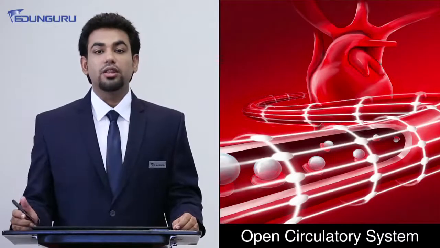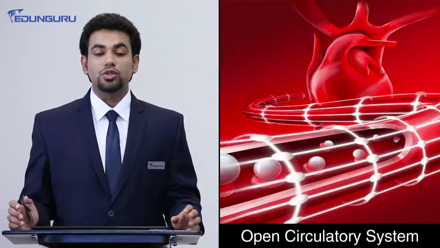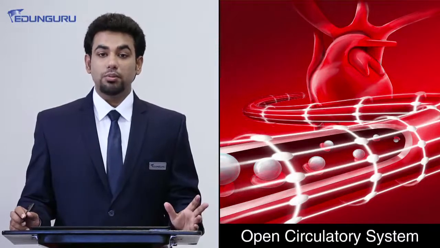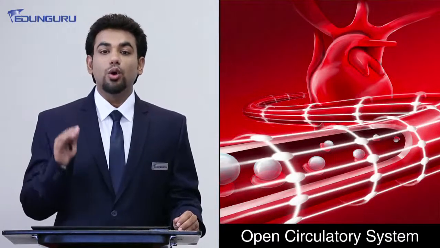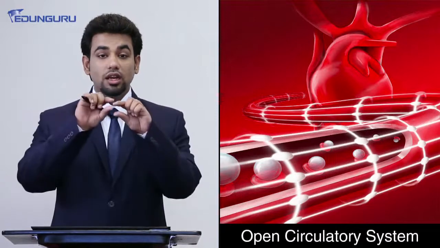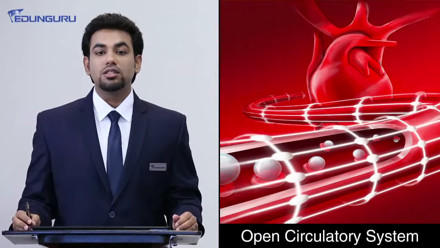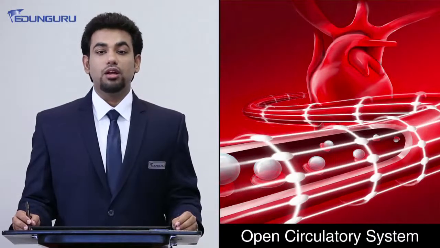So when we talk about the circulatory system, as you can see here in the picture, we are talking about the open circulatory system as of now. Now, what does open circulatory system mean? Well, open circulatory system means there are no blood vessels. There are no tubes, there are no fixed channels in which the blood is traveling. In fact, there is mixing of blood as well.